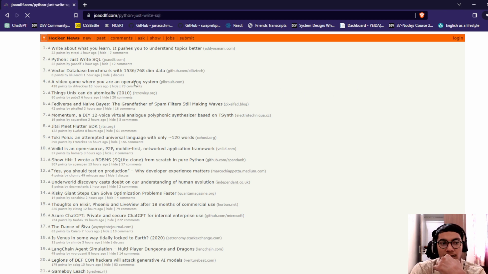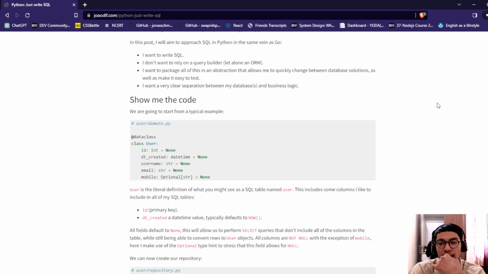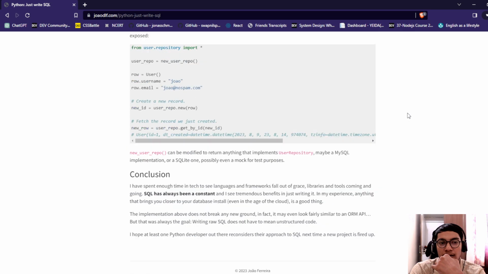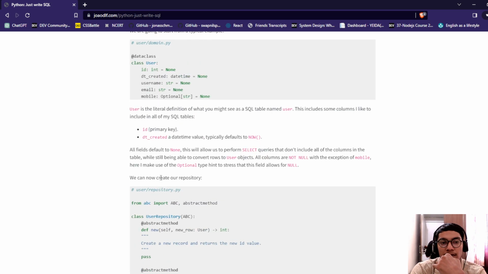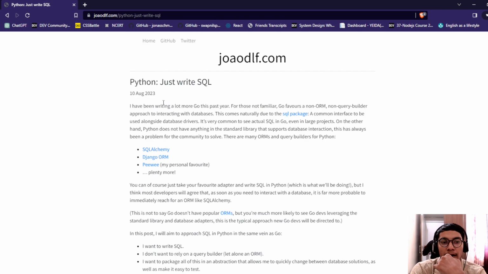Just write SQL in Python. What does it want to say? Can we use Python? I've been writing a lot of Go for the past year. For those not familiar, Go favors a no ORM, no query builder approach to interacting with databases. This comes naturally due to the SQL package, a common interface to be used alongside a database driver. It is very common to see actual SQL in Go.